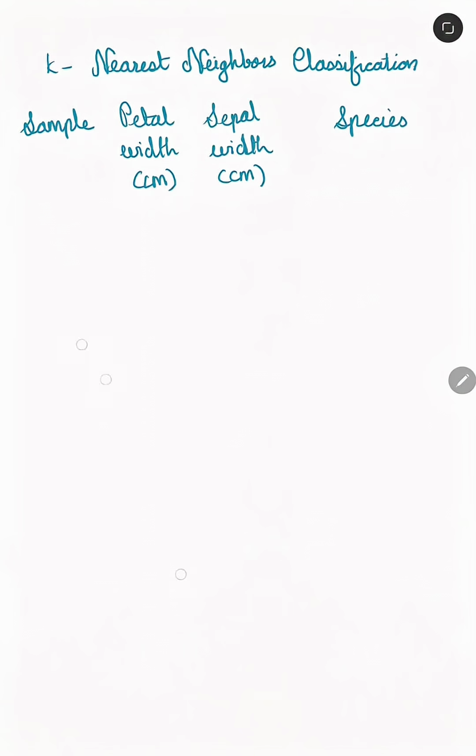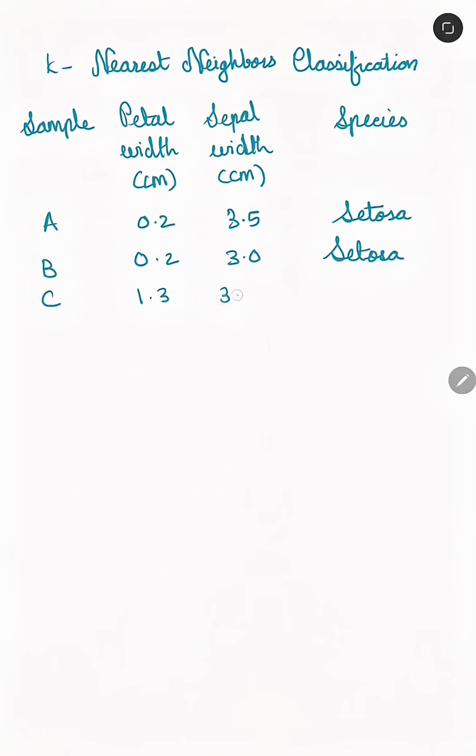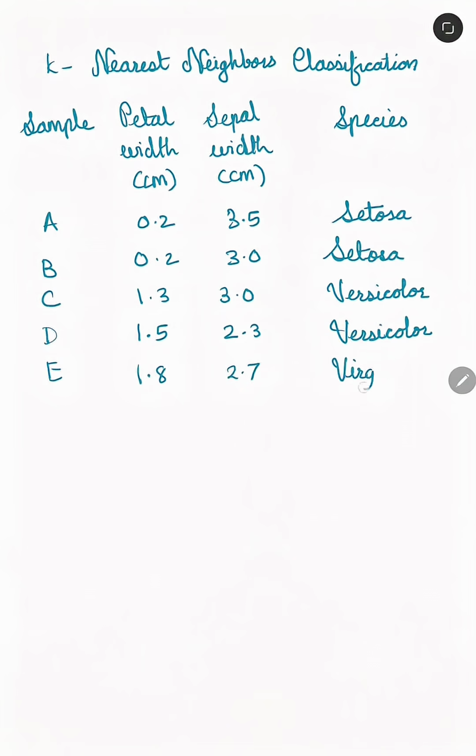Okay, so now for example, the first sample that is labeled as A has the following measurements and it belongs to the species Setosa. Sample B has the measurements given and it also belongs to the species Setosa. Sample C has the given measurements and belongs to the species versicolor, and sample D has the measurements given on the screen and it belongs to the species versicolor again, and sample E has some measurements that you can see on the screen and belongs to the species virginica.